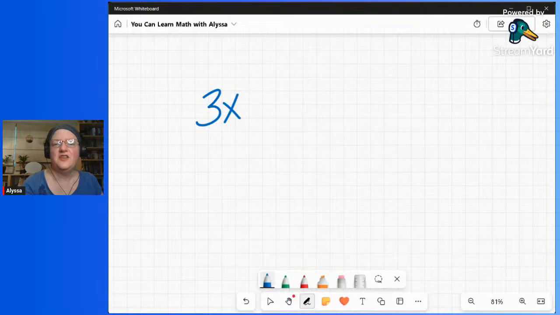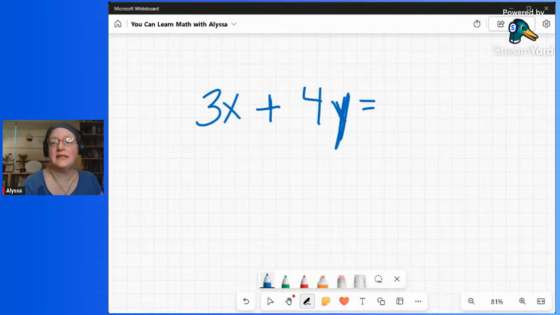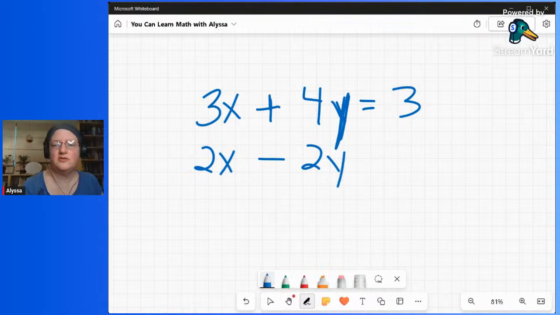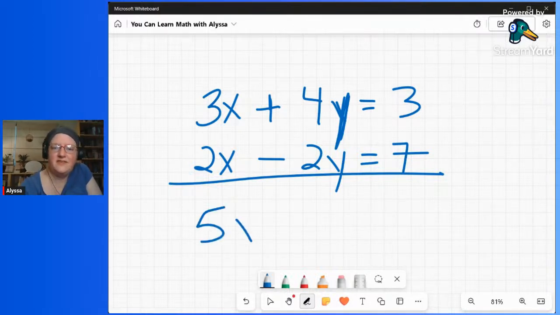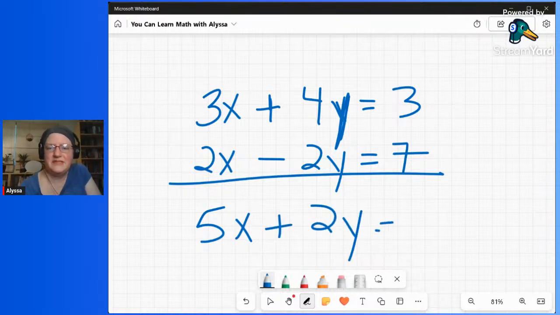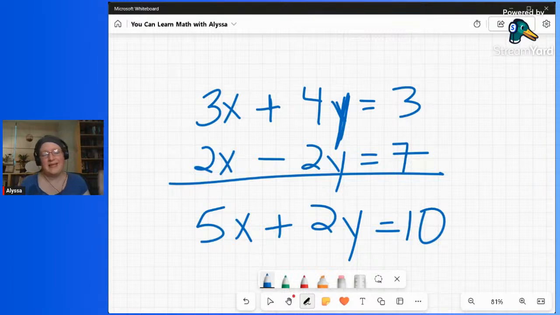So if I had 3x plus 4y equals 3, and I had 2x minus 2y equals 7, I go, okay, I'm going to do elimination method. I'm going to add them up. What happens if I eliminate them without making sure that something equals 0? 3x plus 2x is 5x. 4y and negative 2y is positive 2y, and 3 plus 7 is 10. I can't do anything with that, unfortunately.